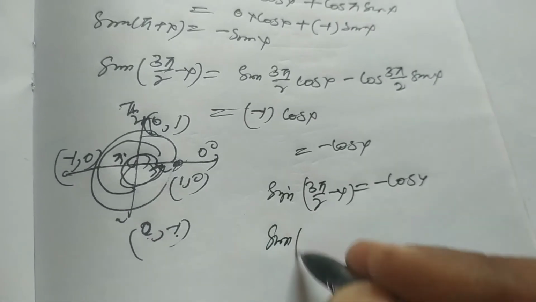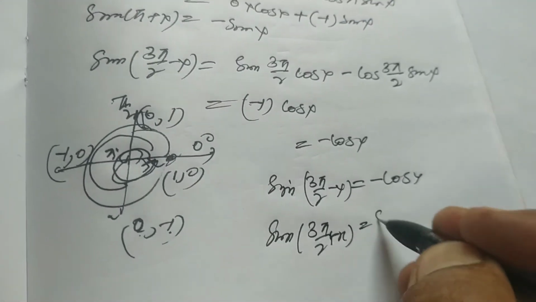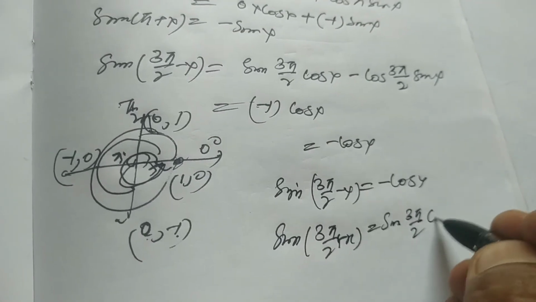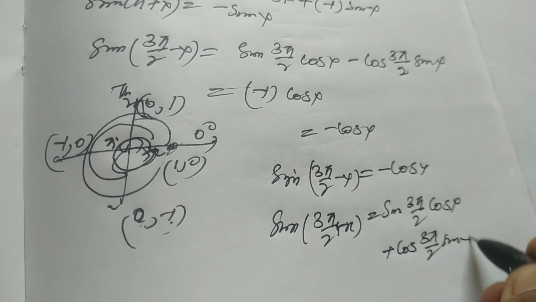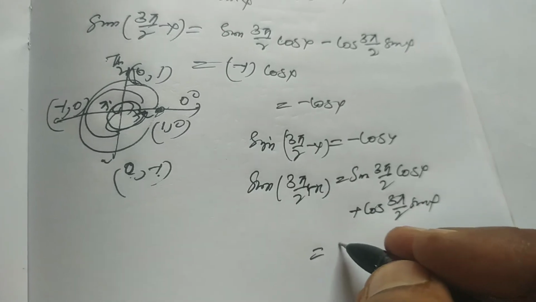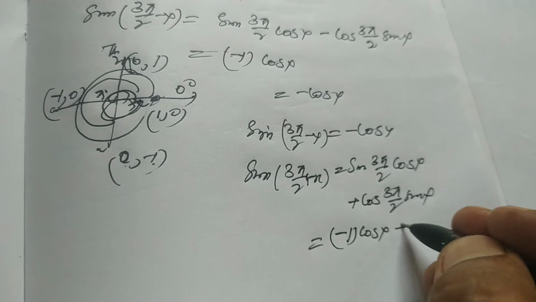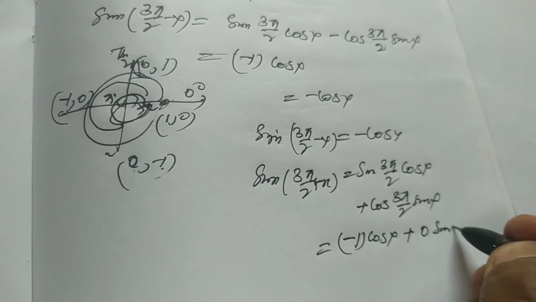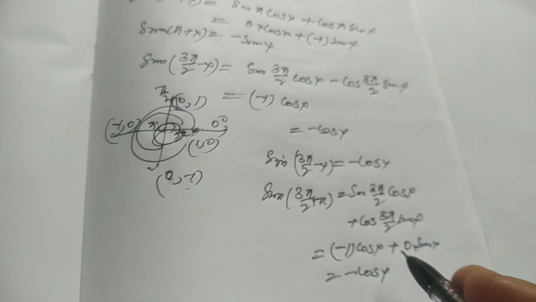Now sin(3pi/2 + x) is equal to sin(3pi/2) cos x plus cos(3pi/2) sin x. Again, sin(3pi/2) is minus 1 into cos x, and cos(3pi/2) is 0 into sin x. Now this is equal to minus cos x. So it is the same thing for 3pi/2 minus x and 3pi/2 plus x.